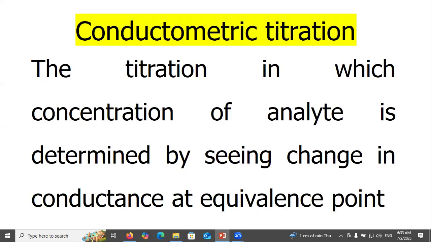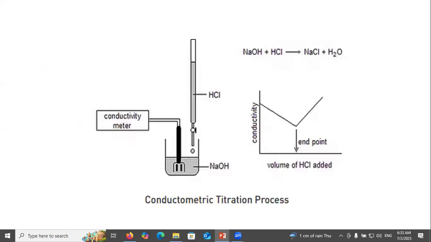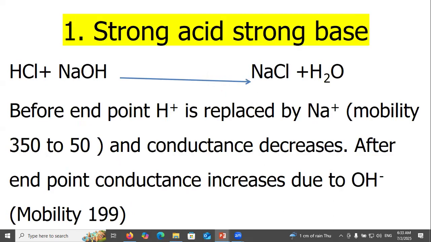Conductometric titration is the titration in which the concentration of the analyte is determined by seeing the change in conductance at the equivalence point. Strong acid versus strong base, for example hydrochloric acid and sodium hydroxide. Before the end point, the hydrogen ion is replaced by the sodium ion due to mobility, and conductance decreases. After the end point, conductance increases due to OH minus mobility, 199.